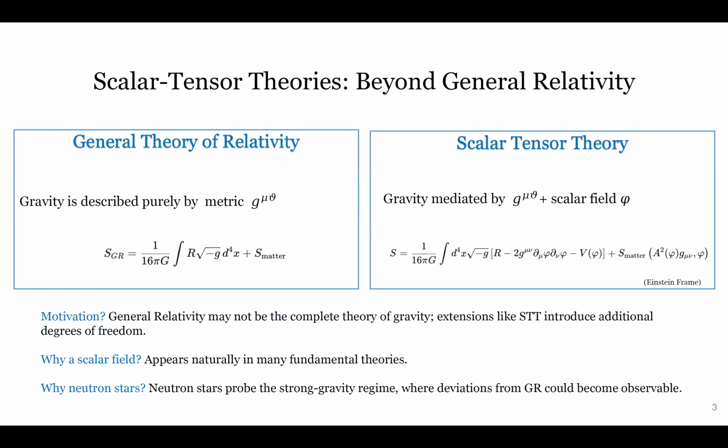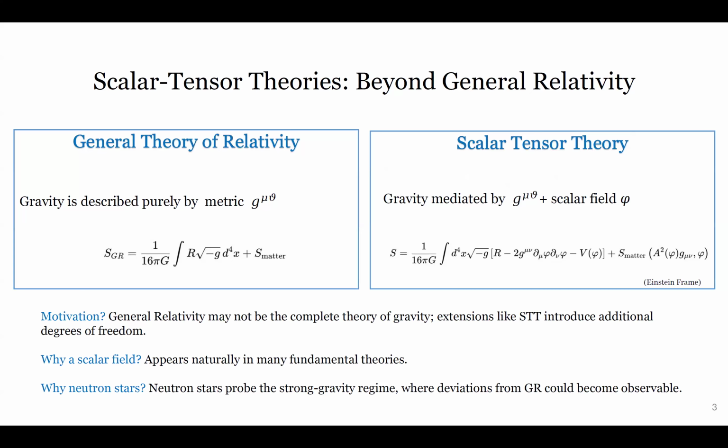So let me start with a brief introduction about what scalar tensor theories are. It's basically an extension, or a modified version, of the general theory of relativity, where we have an additional degree of freedom along with the space-time metric, which is a scalar field. The reason that we choose a scalar field is because it appears in a lot of fundamental theories, like in cosmology or in string theory.